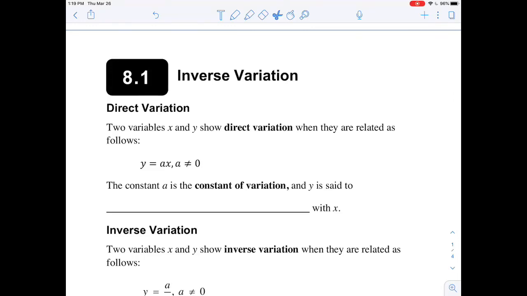Hello everyone and welcome to Chapter 8. We're going to start with Lesson 8.1 on inverse variation. So there are a couple of vocabulary terms that we want to talk about.